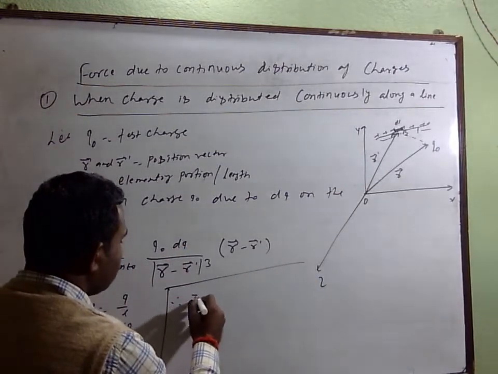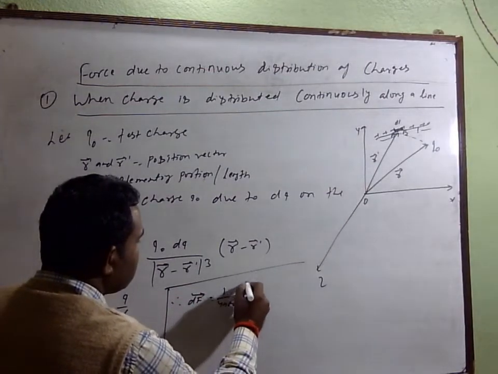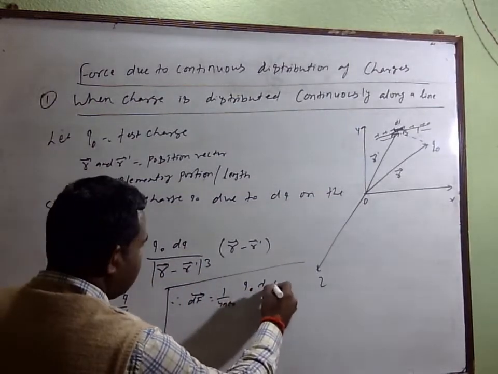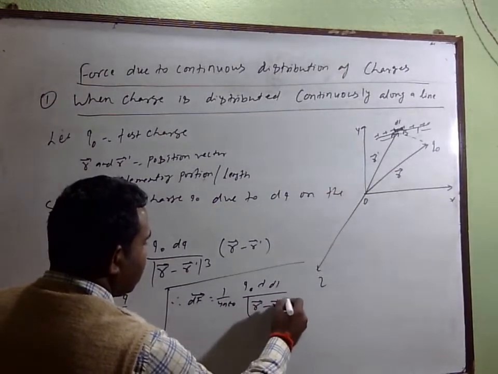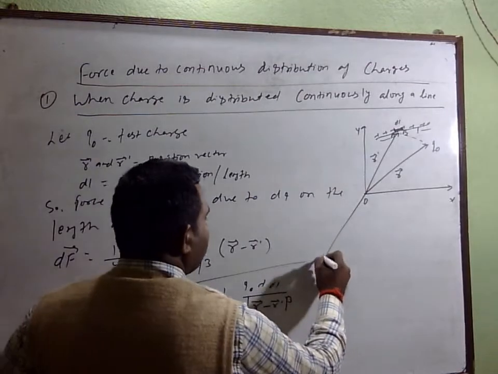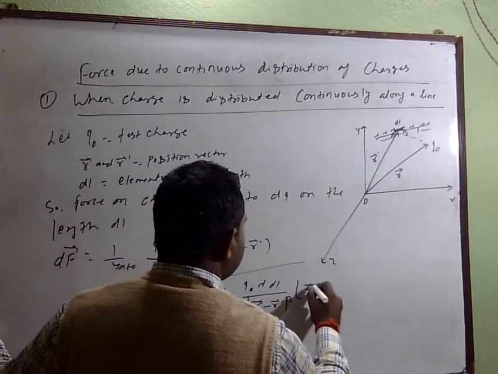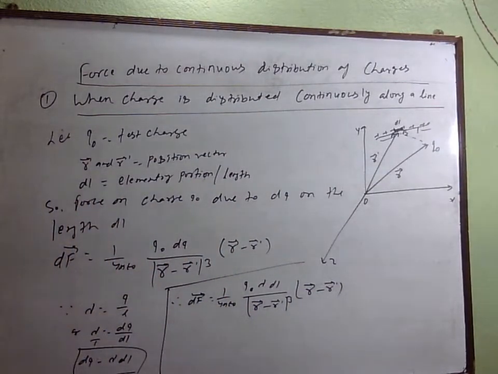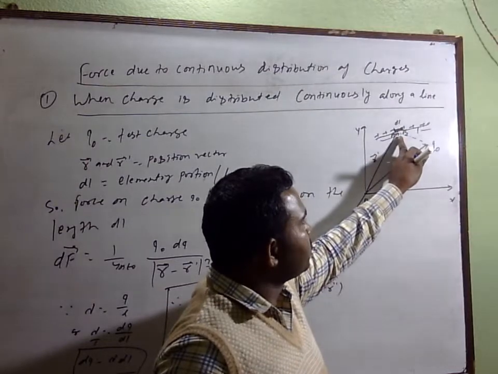Therefore, vector df equal to 1 by 4 pi epsilon naught q naught, and in place of dq you can put lambda dl, divided by mod of vector r minus vector r dash, mod of q, and multiply here the same thing, vector r minus r dash. This you can write.